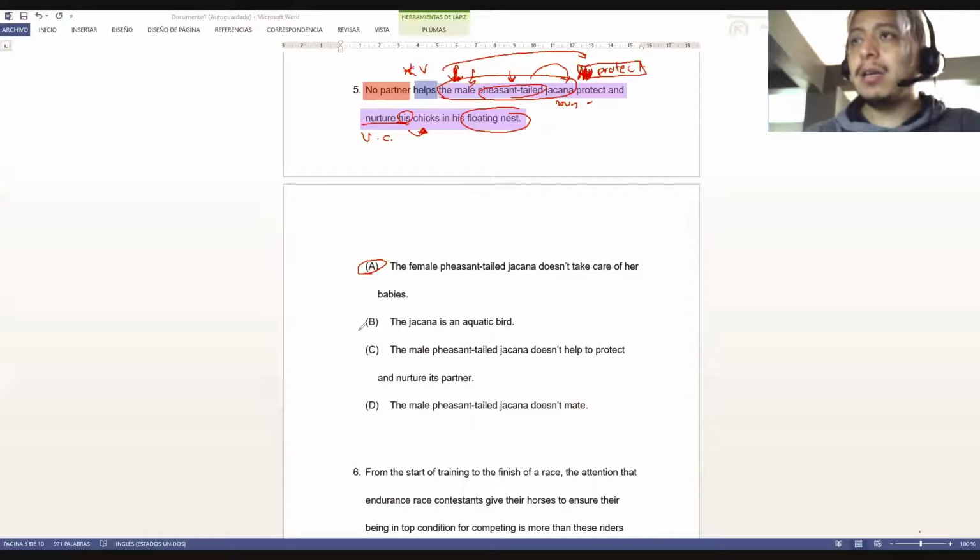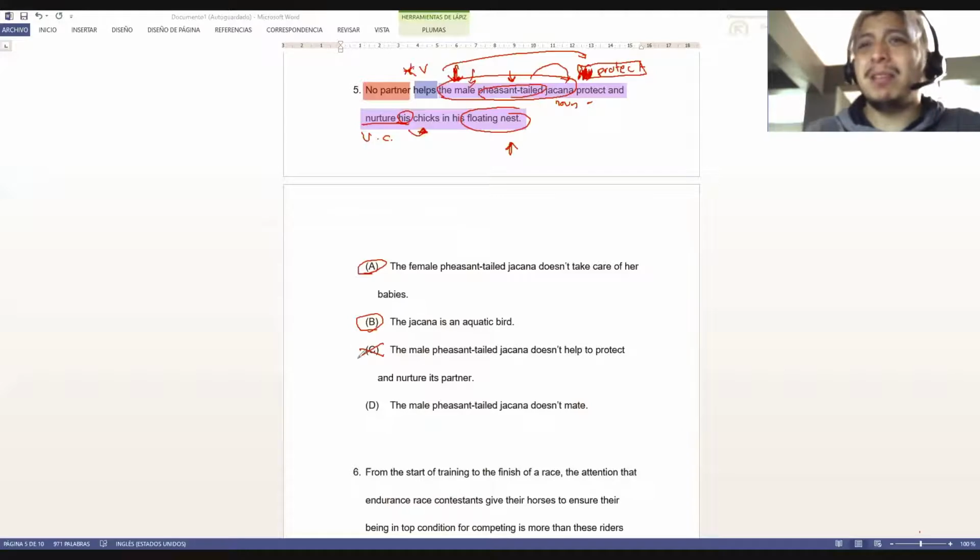The jacana is an aquatic bird. I guess that makes sense. We know that they have chicks, so they are birds. And we know that they have a floating nest. If this is floating, I guess it's floating in water. So I guess this is an aquatic bird. The male fish and tail jacana doesn't help to protect and nurture its partner. I don't know. They protect and nurture the chicks. We don't know if they protect and nurture the partner. We know that the partner doesn't help, but we don't know if the male protects and nurtures the partner.